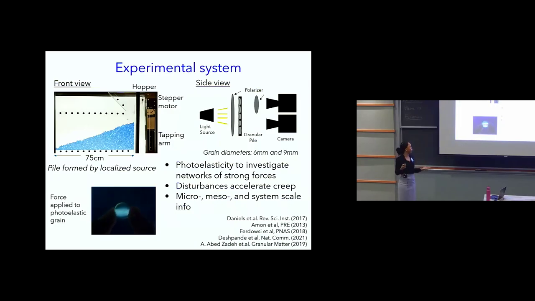Then we have an apparatus here, a mechanical arm that's connected to a stepper motor. This is used to instill disturbances onto our granular pile. So this stepper motor can rotate the mechanical arm at different rates in order to tap the pile periodically at set intervals of time, instilling a disturbance. The hope is that these disturbances on the pile can act to mimic the larger scale geological activity that we observe in nature. So this is how we form our pile.